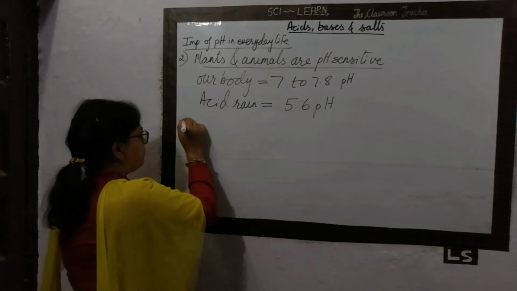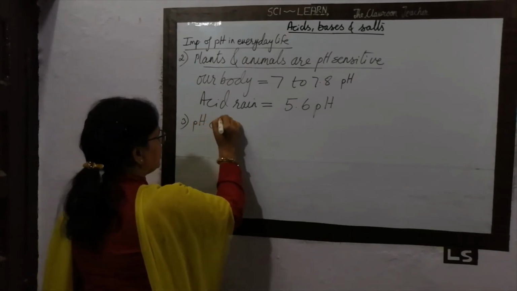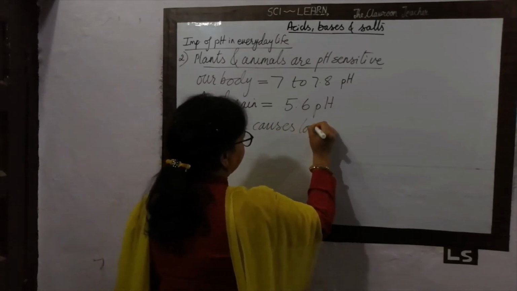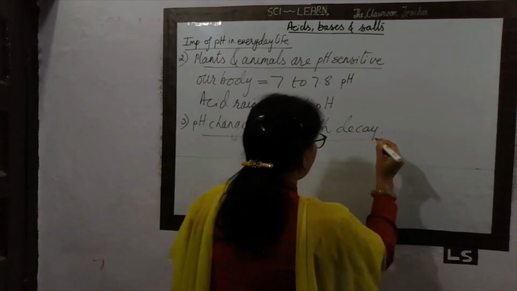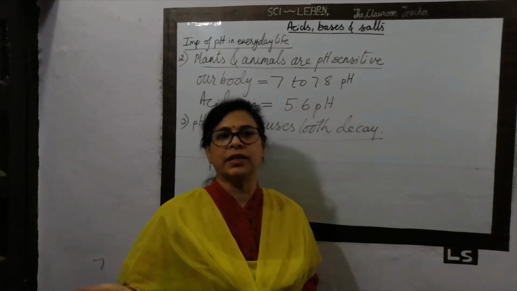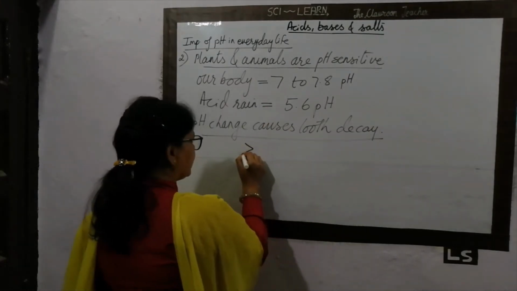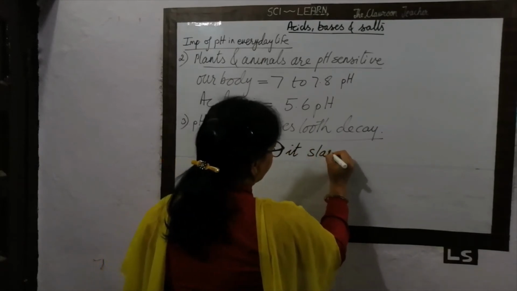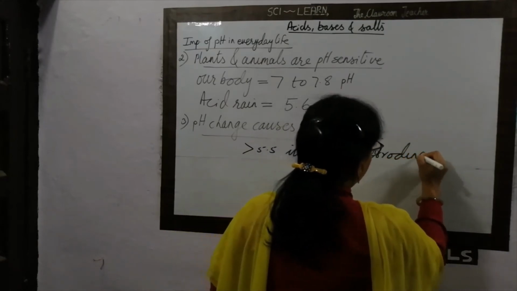Third is pH and tooth decay. pH change causes tooth decay. Our mouth has a certain pH. The pH of the mouth is nearly 5.5. If it changes from 5.5, it starts corroding our teeth.